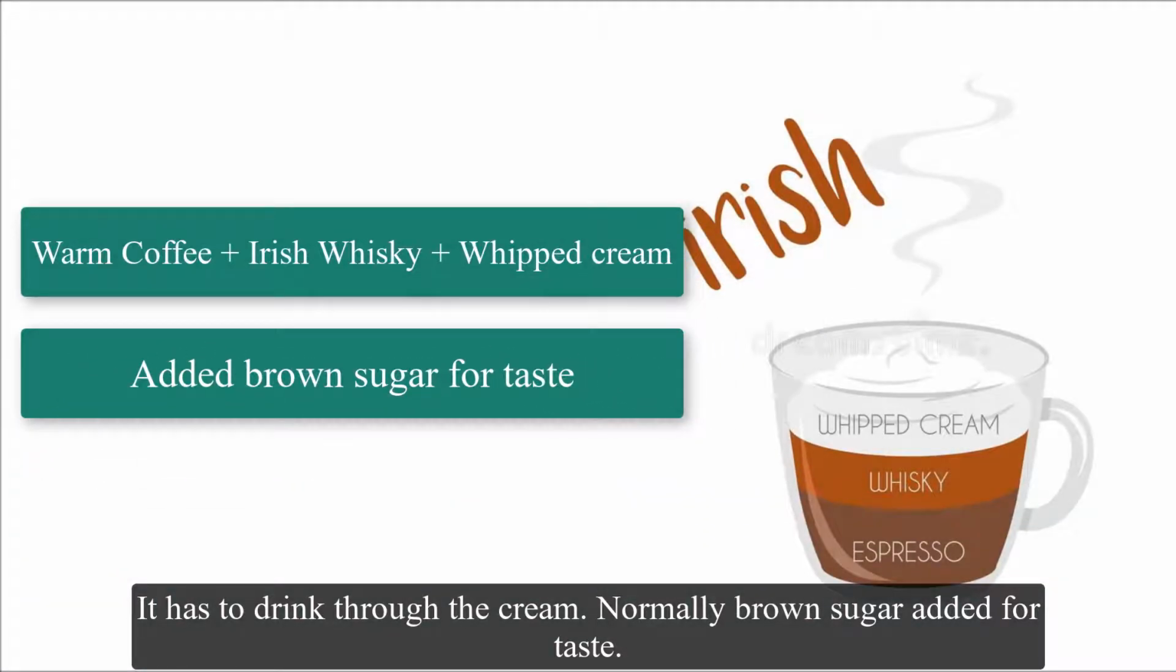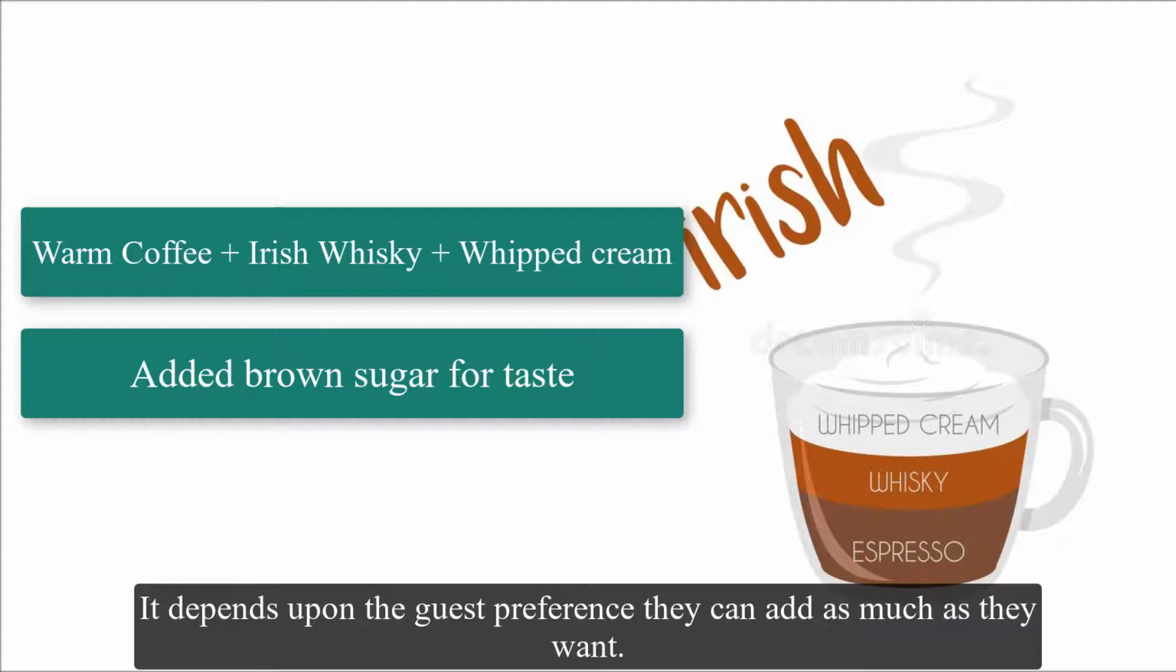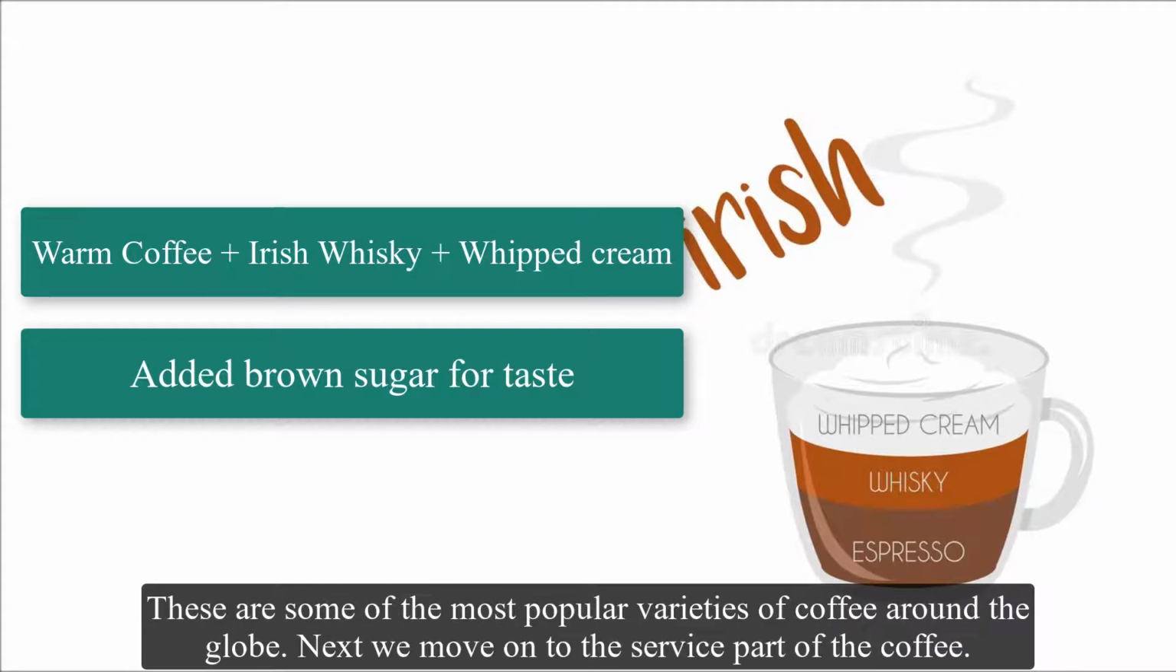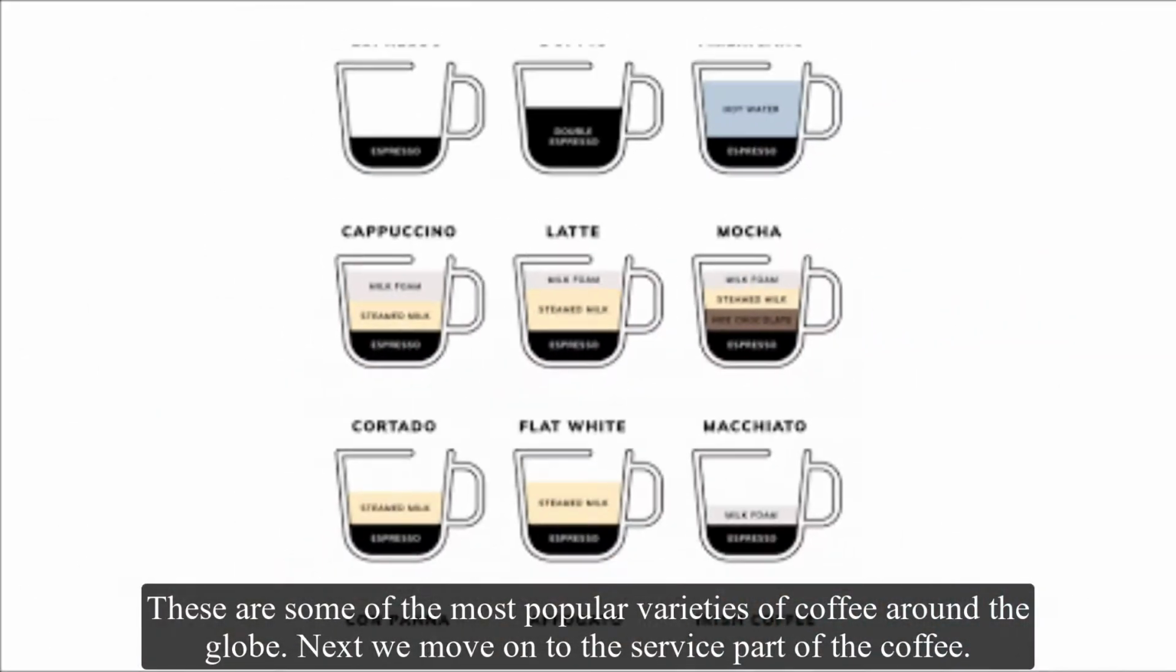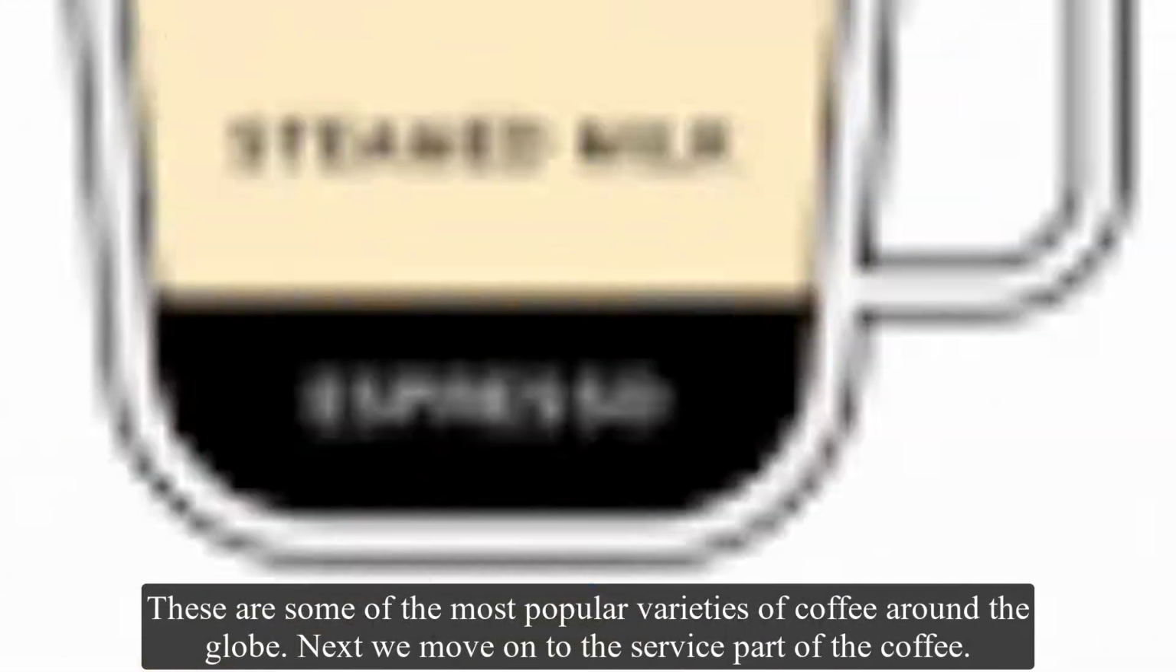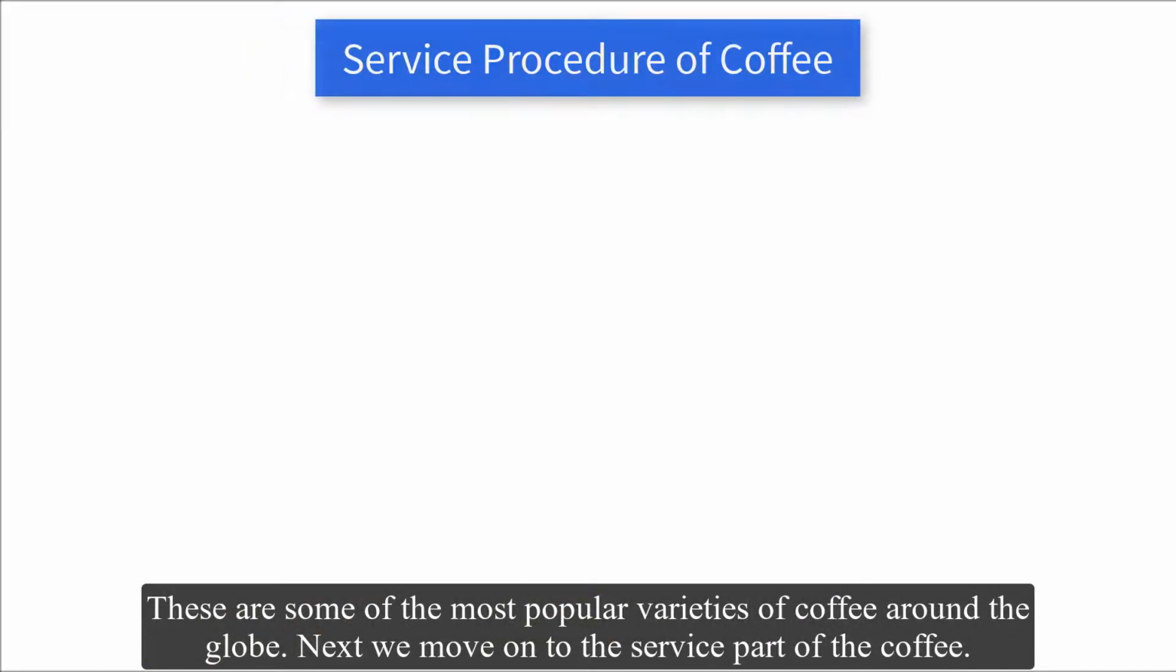Normally brown sugar is added for taste. It depends upon the guest preference. They can add as much as they want. These are some of the most popular varieties of coffee around the globe. Next, we move on to the service part of the coffee.